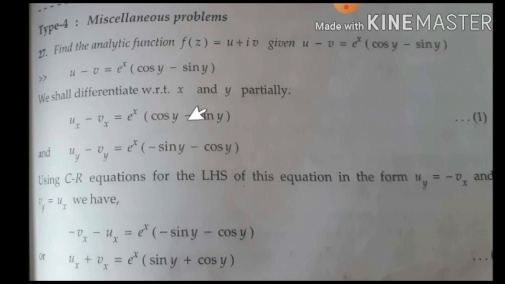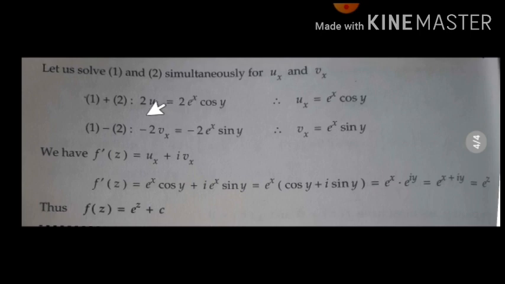Now solve equations 1 and 2. Observe that by adding equations 1 and 2, v_x gets cancelled, and here the sin y term gets cancelled. Only e to the power of x cos y, 2 times, you get. Similarly, by subtracting equations 1 and 2, u_x gets cancelled and you get only the sin y term on the right hand side. That itself is shown in the next step. Adding 1 and 2, we obtain u_x as e to the power of x cos y. Subtracting 1 and 2, we get v_x as e to the power of x sin y.